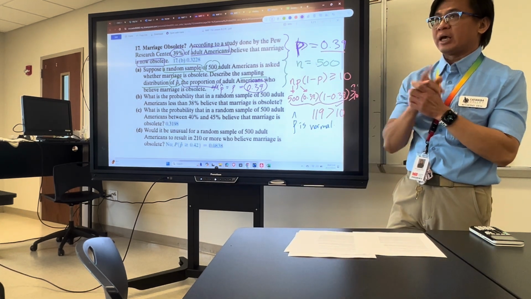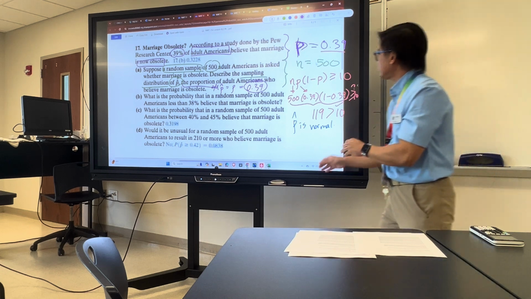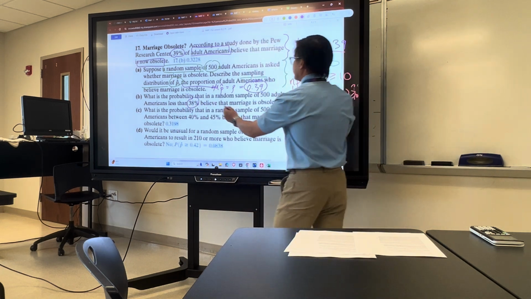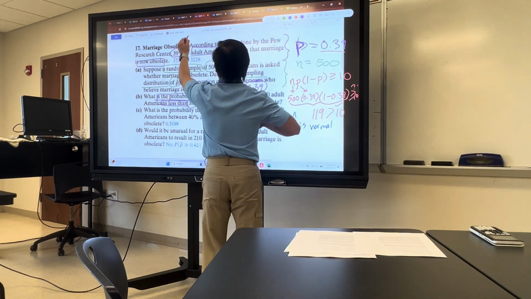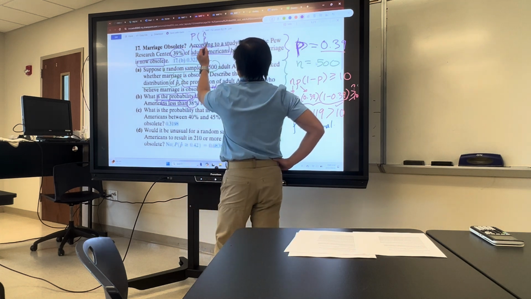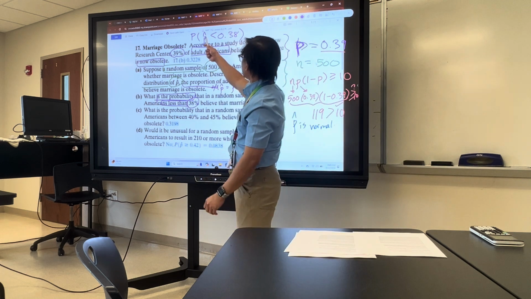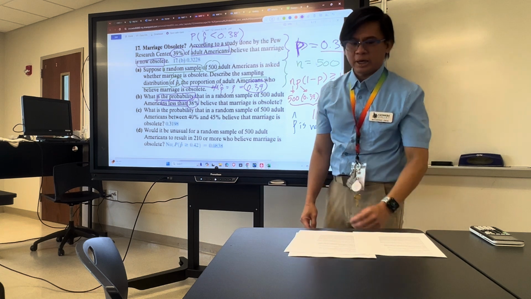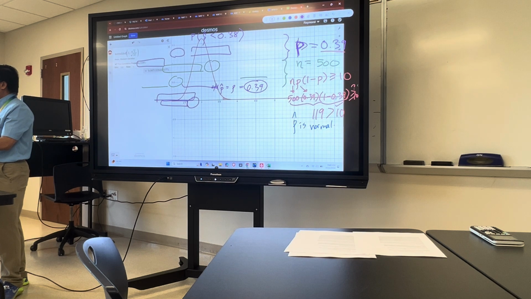Now let's read letter B and how we can answer this one. What is the probability that in a random sample of... So what we have in here for letter B is the following: the probability that your p hat, the sample proportion, is less than 0.38. Let's see how we can work on that one. We're going to use our decimals for such, again with the assumption that this is a normal distribution. So here it is.